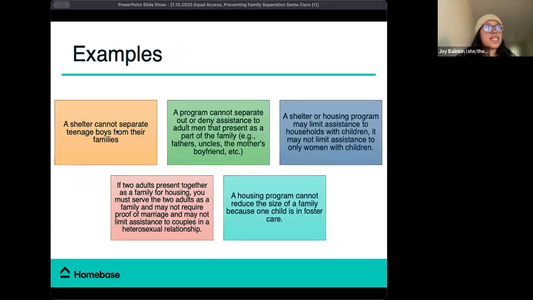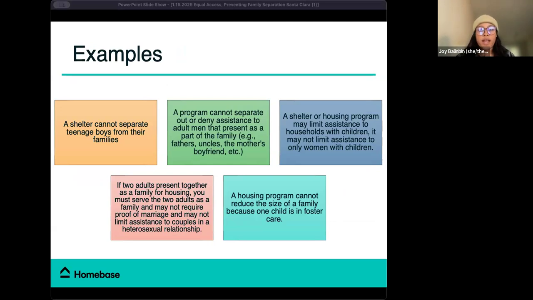And then for the next slide, we just wanted to throw out some examples as well. So for example, a shelter can't separate teenage boys from their families. A program can't separate out or deny assistance to adult men that present as a part of a family, whether that's fathers, uncles, mom's boyfriend, dad's boyfriend, etc.